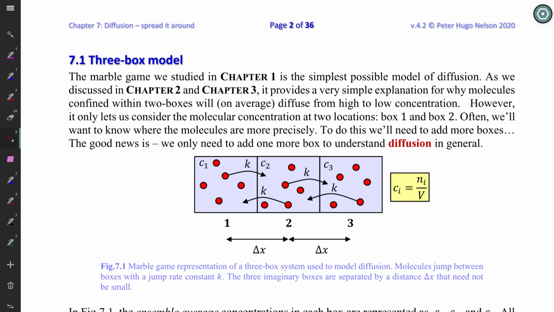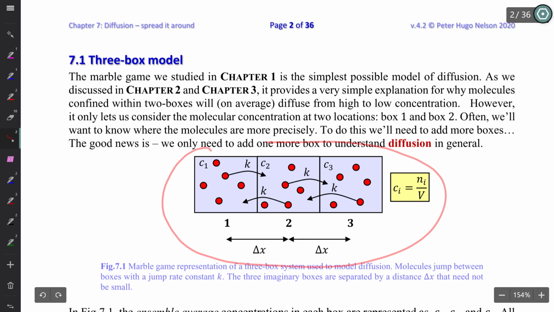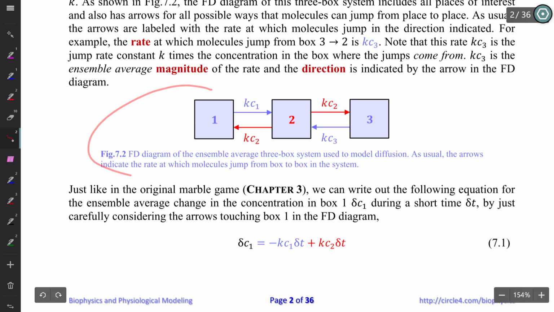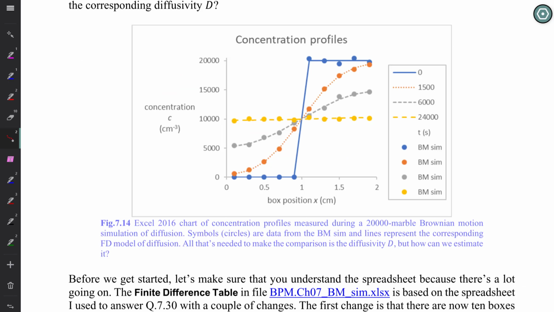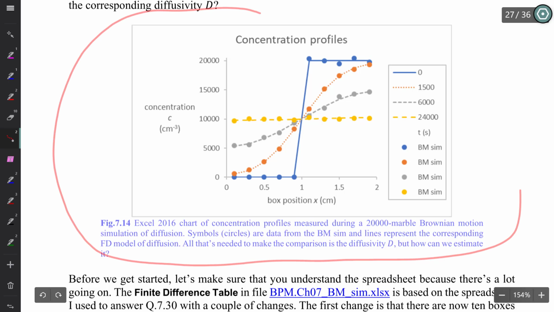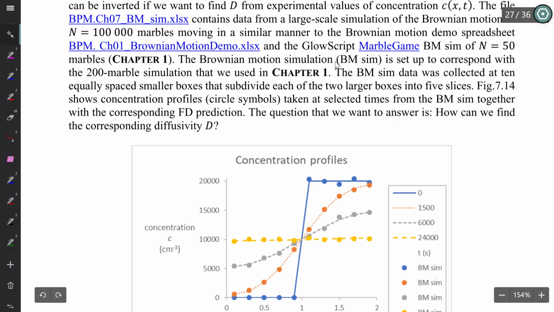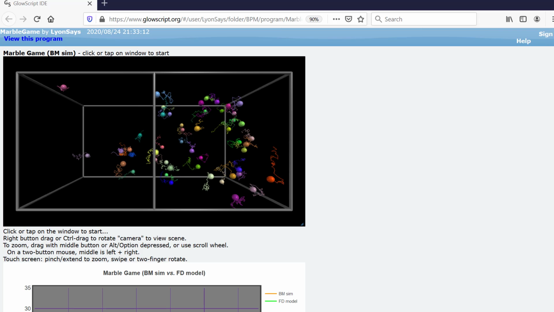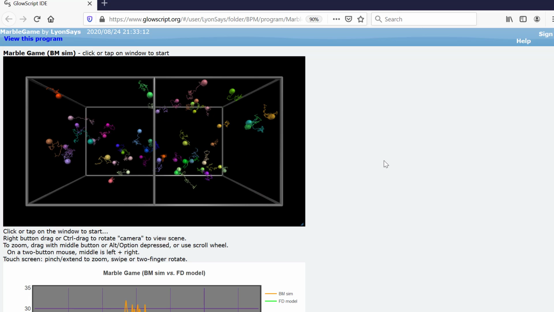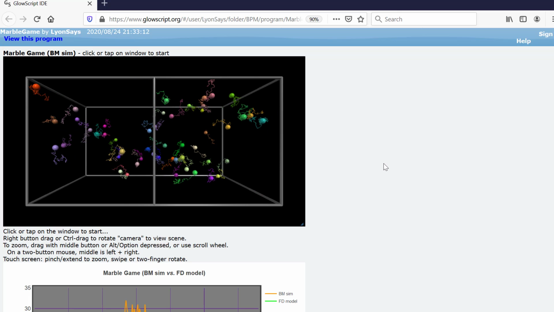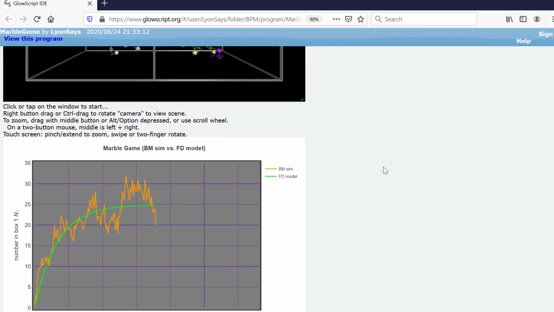In Chapter 7, students model diffusion, starting out with a 3-box model using finite difference methods. By extending the model to more boxes, students are then able to model transient diffusion problems that can't be solved using analytical methods. And those models successfully predict what happens in the GlowScript marble game simulation from the initial conditions and equilibrium when the marbles are evenly distributed between the two boxes.